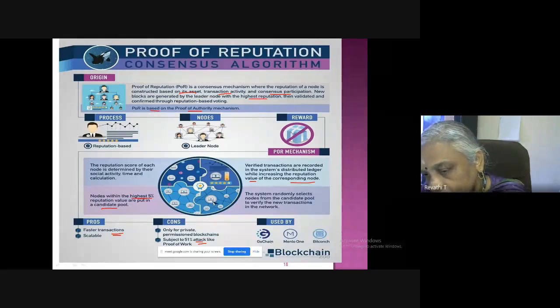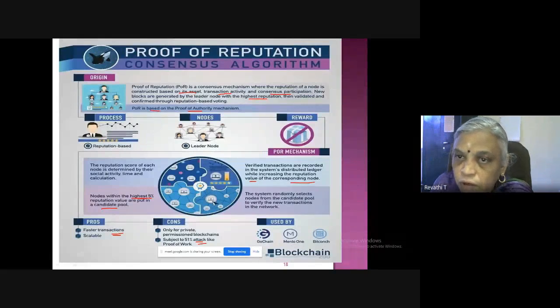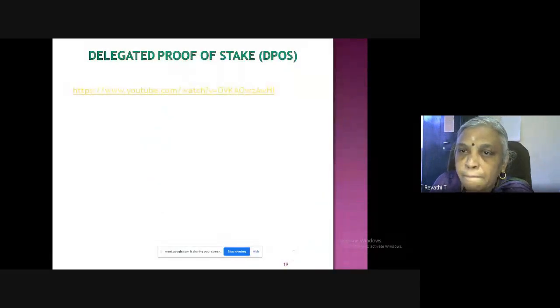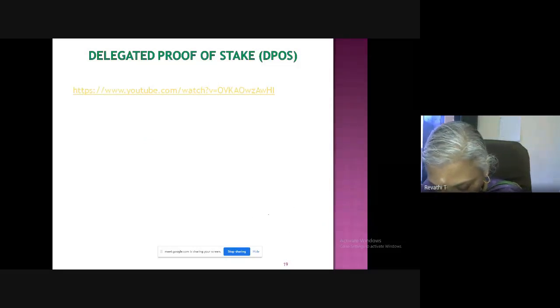This protocol is used by GoChain, Benio, and BitConch. These networks are using proof of reputation. And the next one is delegated proof of stake, right? So I will put a video for this.